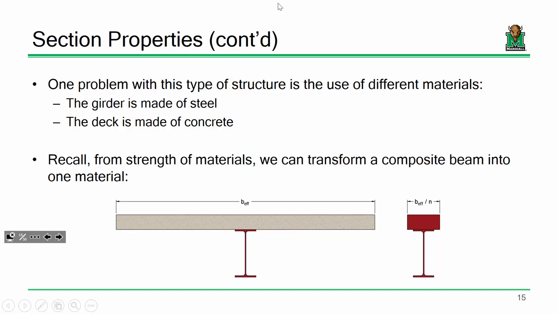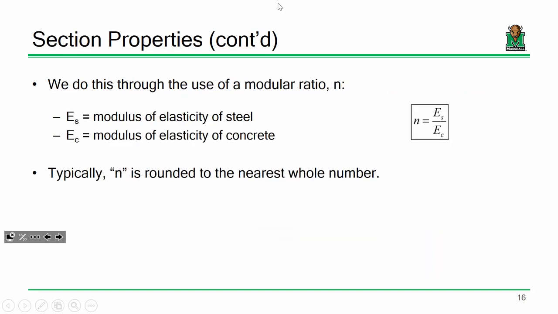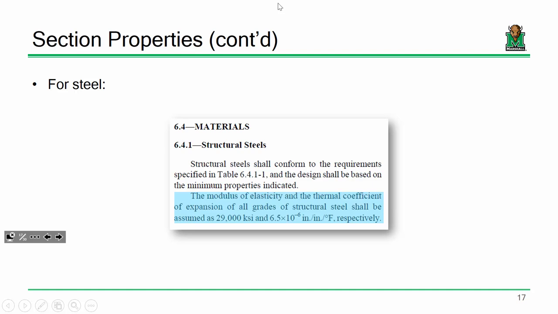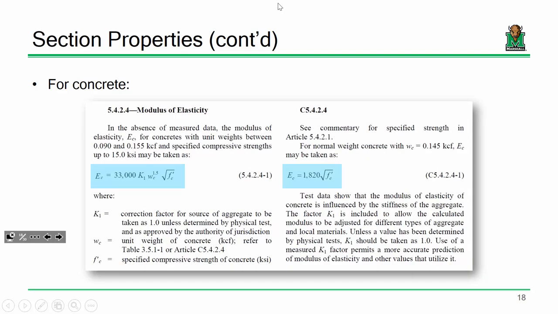For what we do, we take the concrete, we turn it into an effective lump of steel by dividing by the modular ratio, which is just Young's modulus for steel divided by Young's modulus for concrete. Young's modulus for steel is a constant value of 29,000. That again comes from the spec, and it's also just basic steel behavior. Concrete, it's a little more convoluted. You have to compute it. There's a shortcut that you can use, however, for normal weight concrete, just 1820 times the square root of f'c.